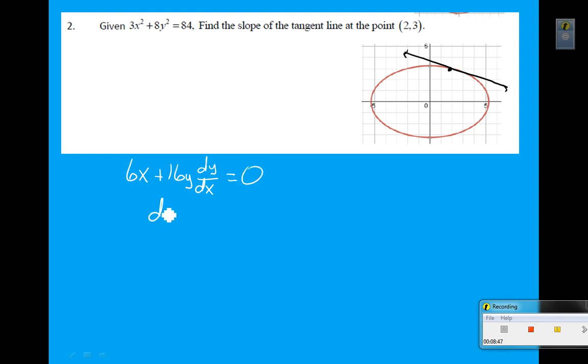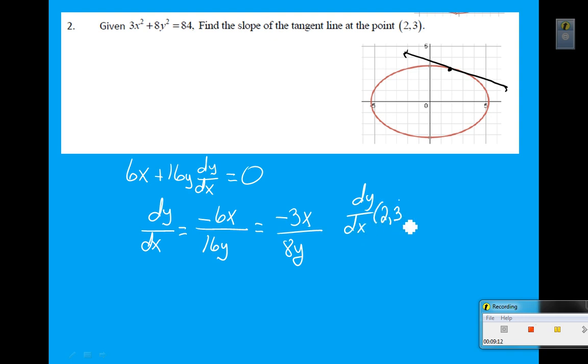Now I'm going to solve this thing for dy/dx. So I've got negative 6x all over 16y. I'm going to go ahead and reduce that. 2 goes into both of them. So I've got negative 3x over 8y. There's dy/dx. I'm now going to evaluate dy/dx at the point 2, 3. I'm going to plug in a 2 for my x and get negative 6. I'm going to plug in a 3 for my y and get 24. So the slope of my black line up there will be negative 1/4, which looks about right.